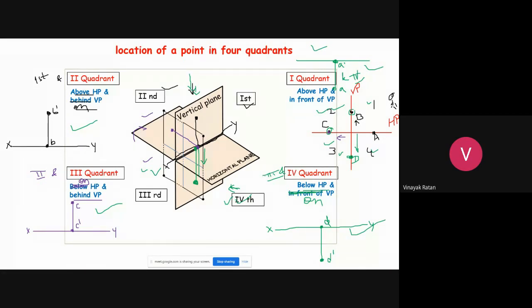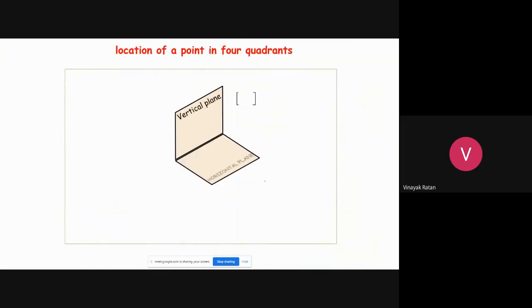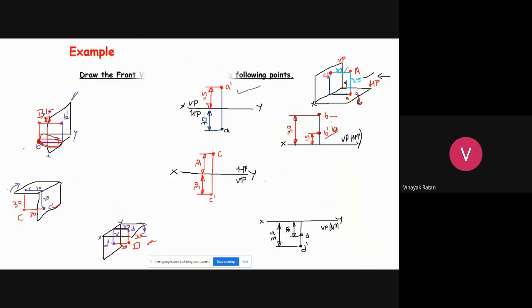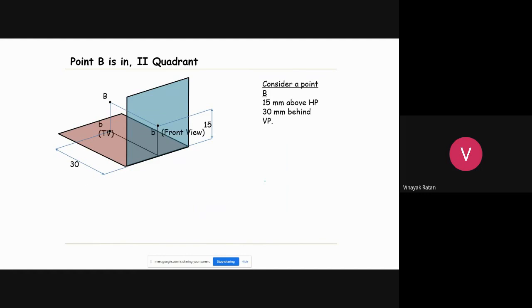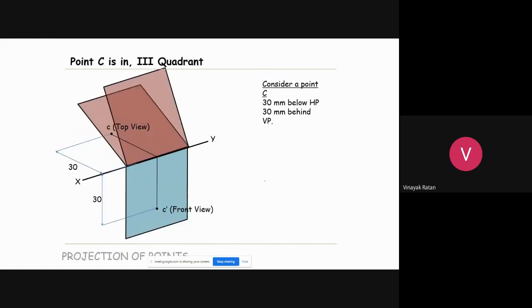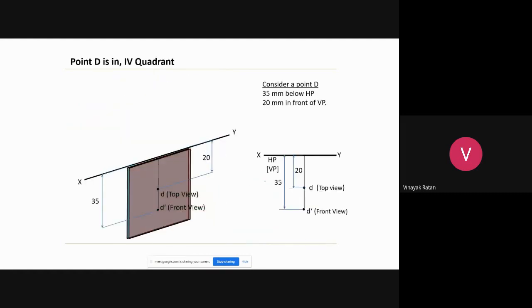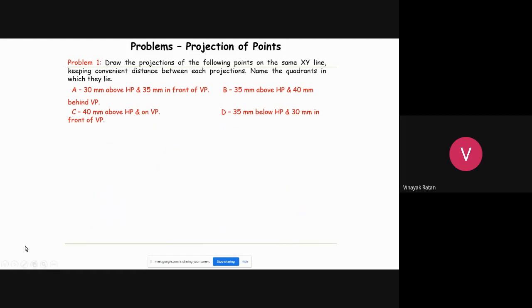Okay. Let me move on to the problem which I gave you. This problem we did in the last class. This was the homework problem which was given to you. Draw the projections of the following points on the same XY line, keeping a convenient distance between each projection, that is, between the projections of points A, B, C, and D. Name the quadrants in which they lie. Depending on the sentence given to you, you have to identify in which quadrant a point lies.